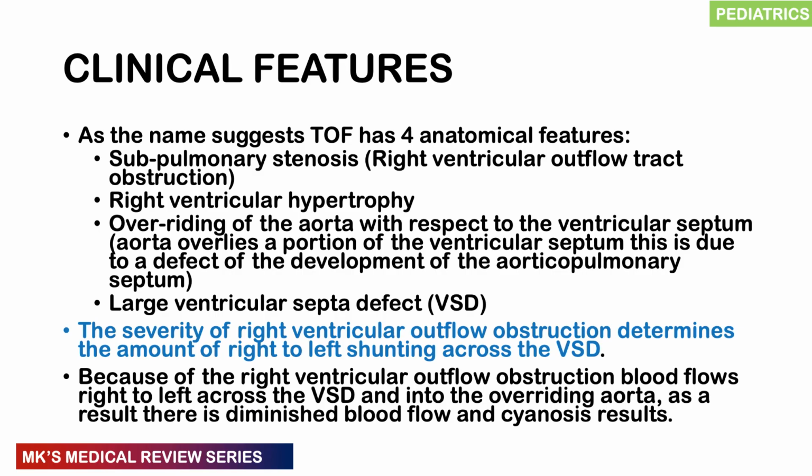This is very important because there's a particular position that you can place the infants in to help prevent this shunting of blood. Because of this right ventricular outflow obstruction, the blood is going to flow from the right side to the left side across the VSD and then into the overriding aorta. As a result, deoxygenated blood mixes with oxygenated blood, therefore resulting in cyanosis.